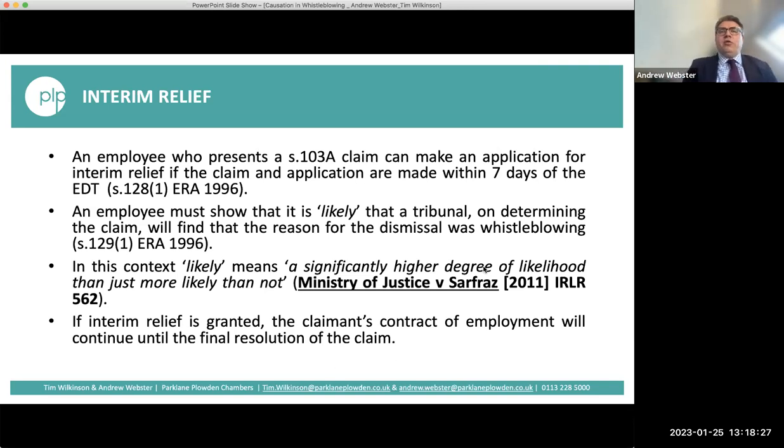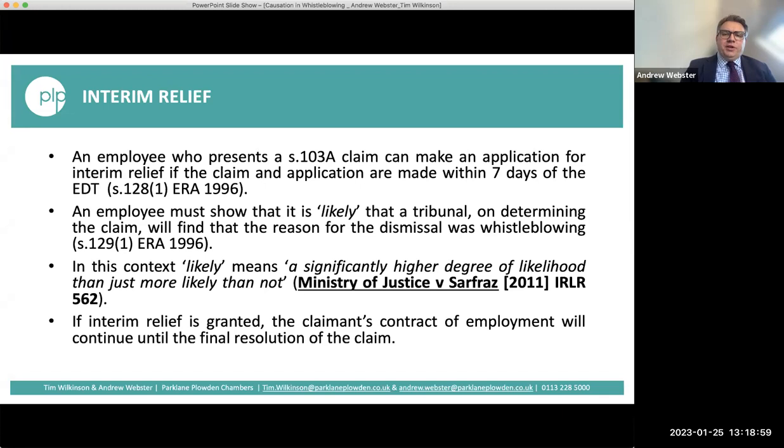I say a strong case. Strictly speaking, Section 129 requires one to establish that it's likely that the Section 103A claim will succeed. However, it has to be understood in the context of the case law. In this context, likely doesn't mean more likely than not. As was held in Safraz, what's required is a significantly higher degree of likelihood than just more likely than not. So you do really have to have a very strong case. But if you've got one, in my view, it's worth contemplating.